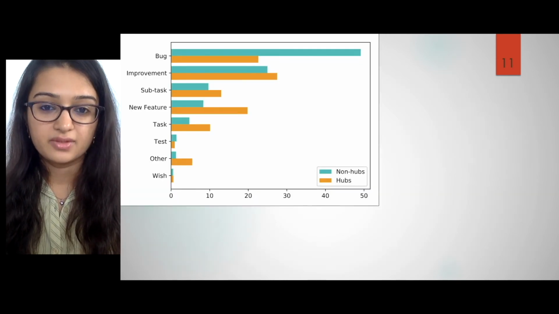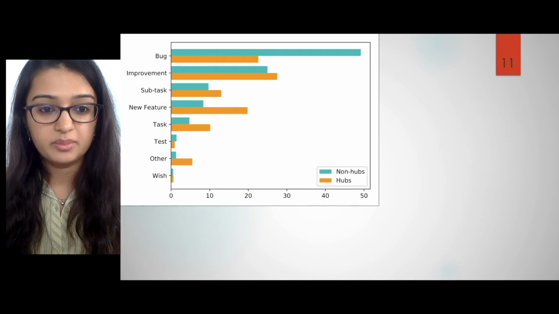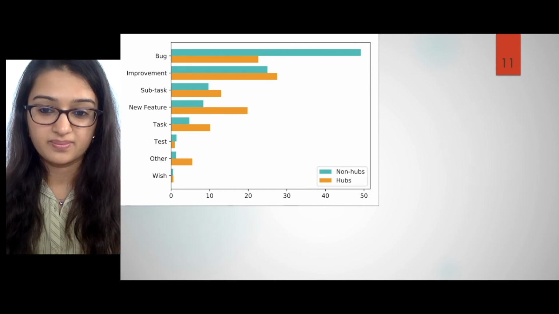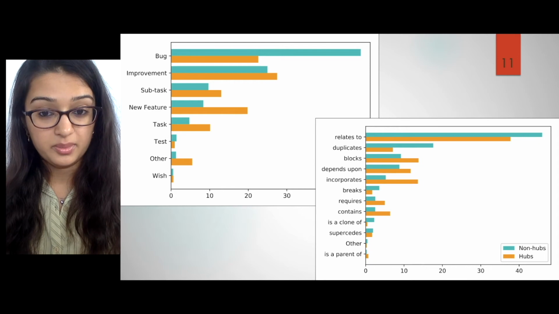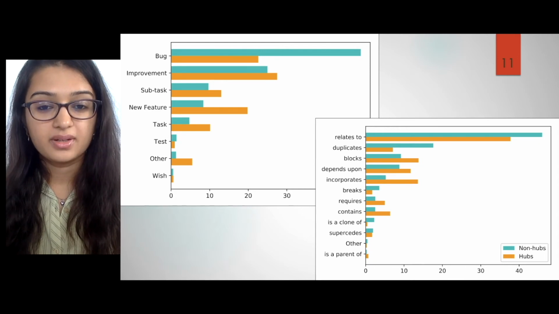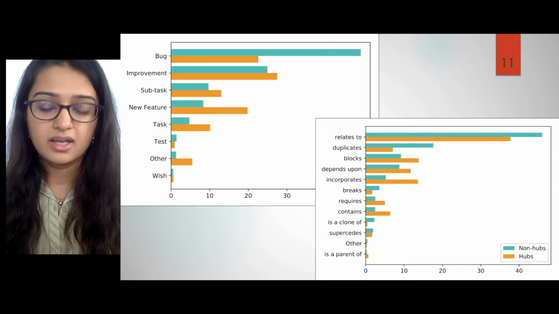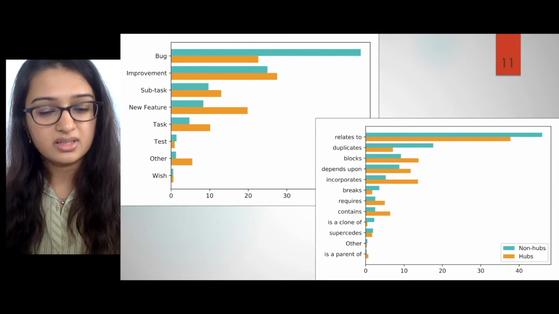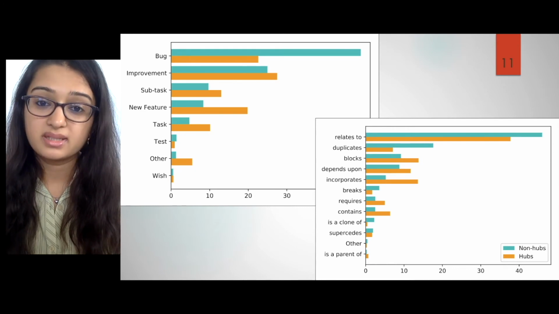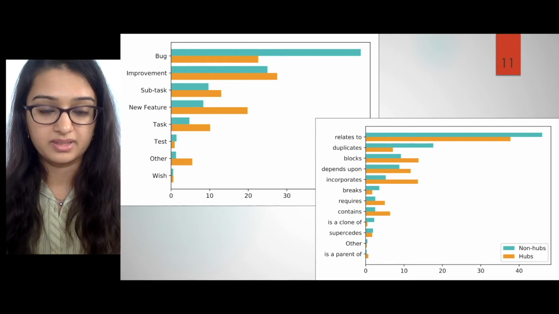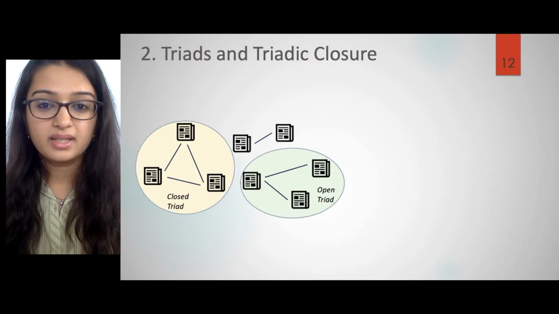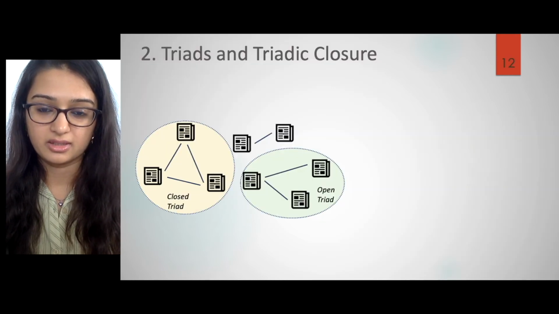useful in issue triaging and prioritizing the resolution of these hubs as required. We also discovered that a majority of non-hub issues are bug reports, whereas the majority of hub issues are improvements or new features. Both hubs and non-hubs have the largest relationship as relates to. And we believe this is the case because relates to is a generic relationship that somewhat subsumes all other link types. We then explored triads and triadic closure.